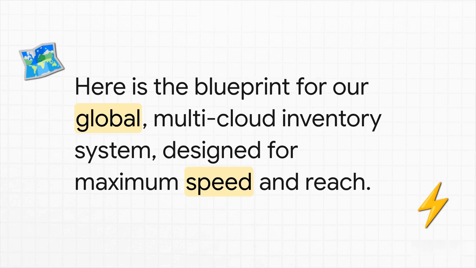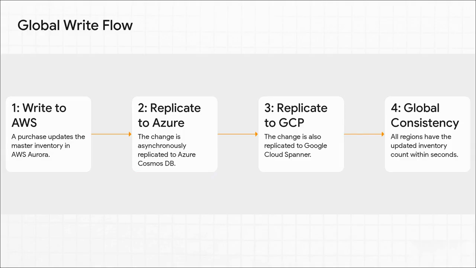This whole design is about speed and global reach. And this just lays out the data flow perfectly. Okay, so a customer in the US buys the sneaker. That transaction hits our main database, AWS Aurora in North America. Instantly, that change gets published to something like a messaging system. Think of it like a data bus.